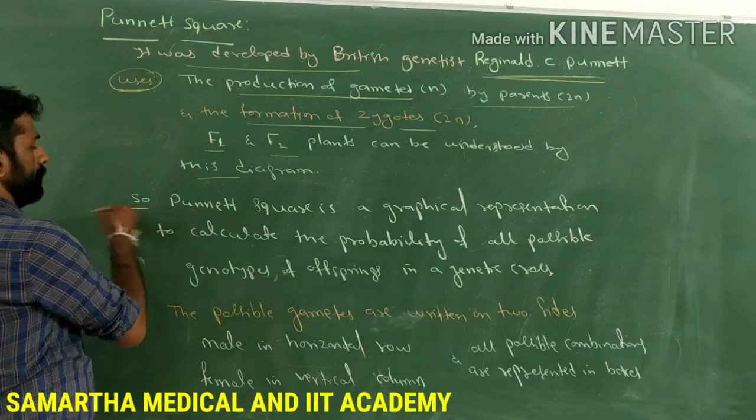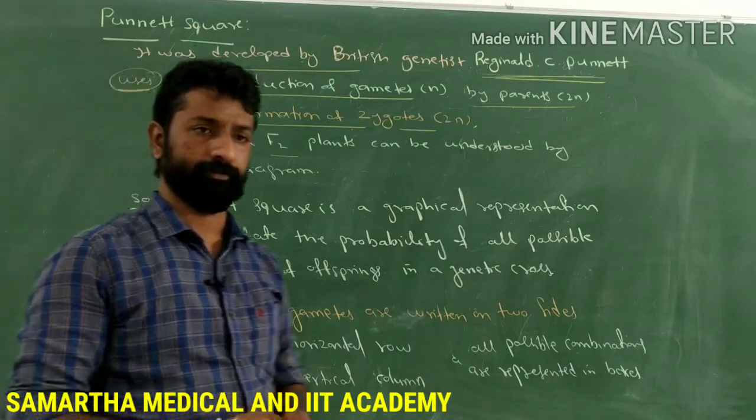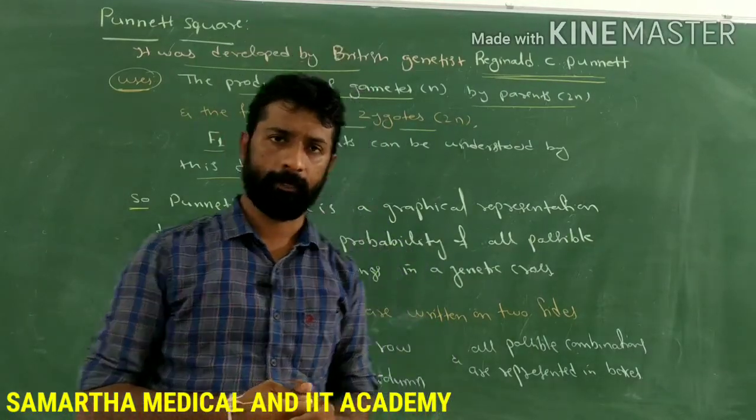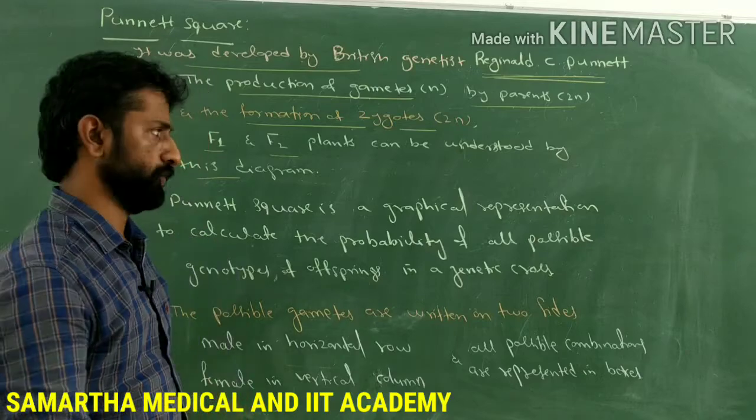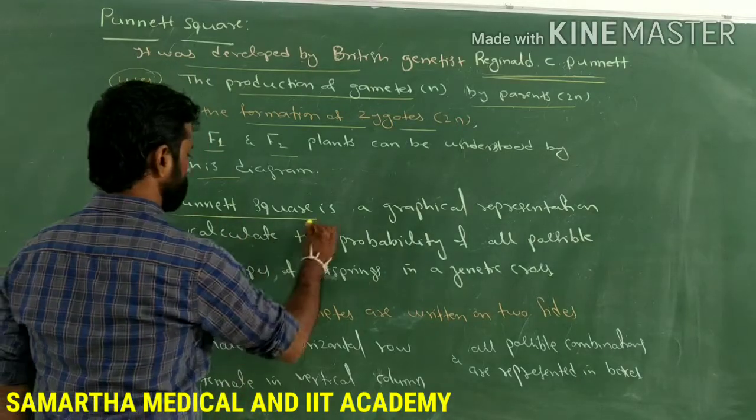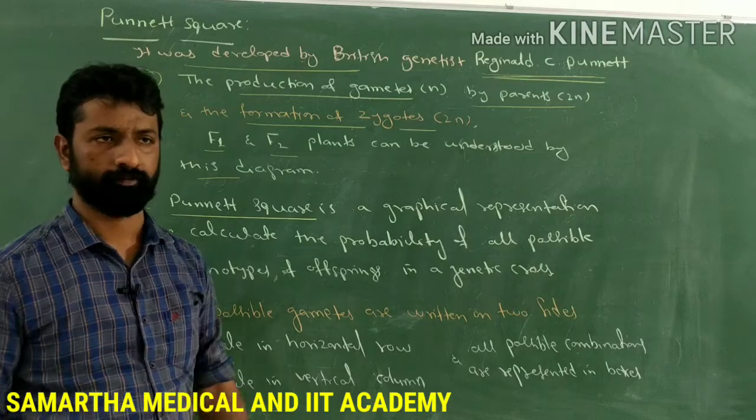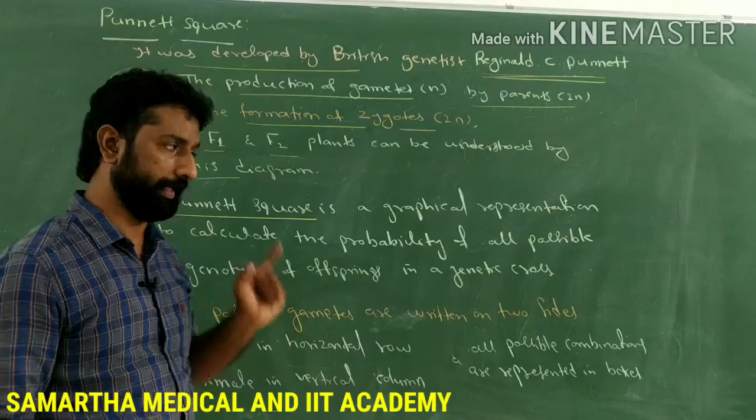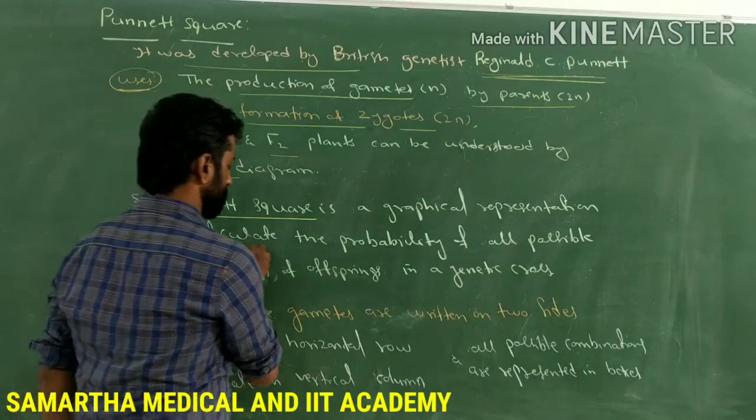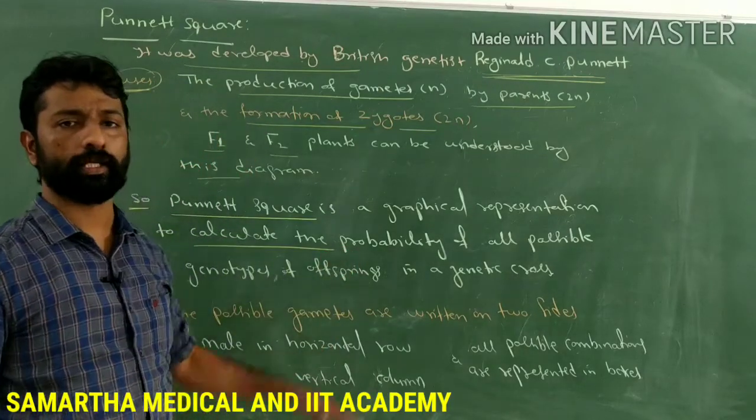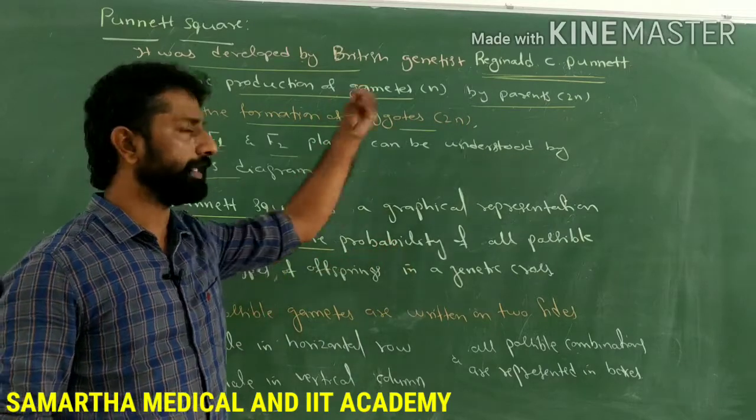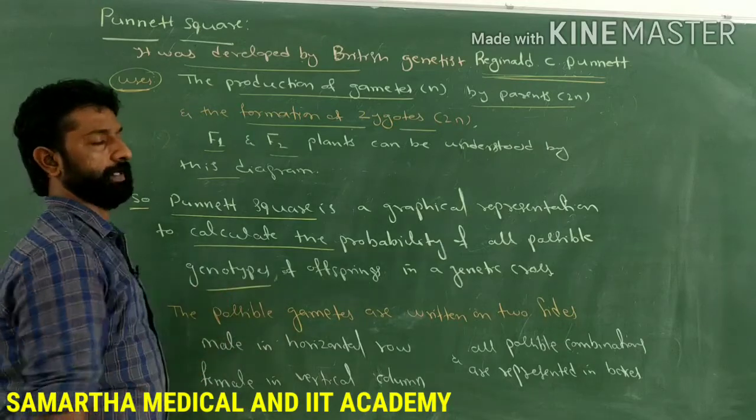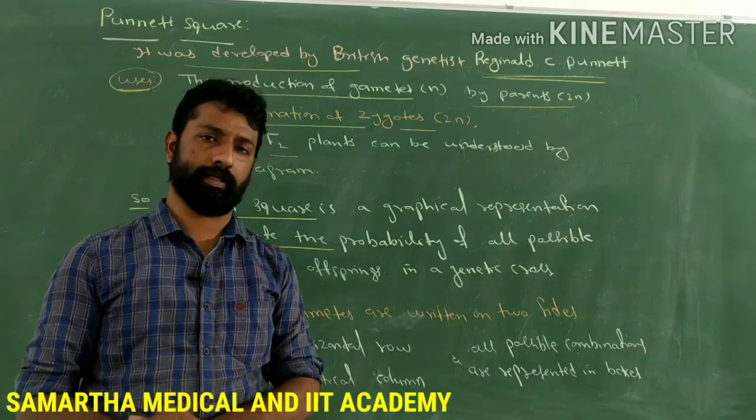Then how can you define the Punnett square? You have got who developed it and what its use is. How can you define that square? The Punnett square is nothing but a graphical representation that helps to calculate the probability of all possible genotypes of the offspring in a genetic cross.